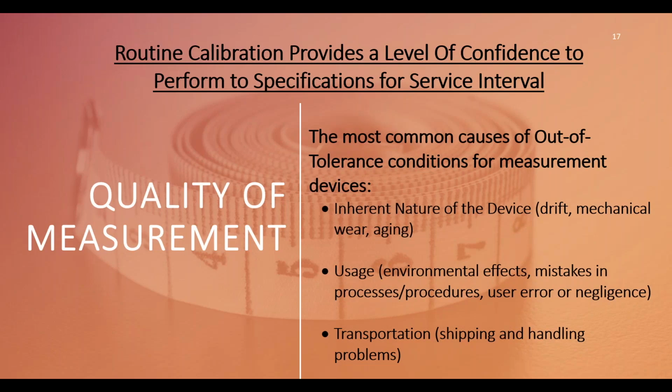NASA did a 10-year study to figure out what are the most common errors attributing to out of tolerance conditions. One is the inherent nature of a device. You can have some devices like gauge blocks that are made out of steel. They're going to rust. The more rust they have, the worse they're going to read. Your usage, again, back to that user error. Sometimes somebody's just going to drop something that's going to break. That's going to cause an out of tolerance condition. And transportation. You can send something through UPS and it may just not survive its trip.